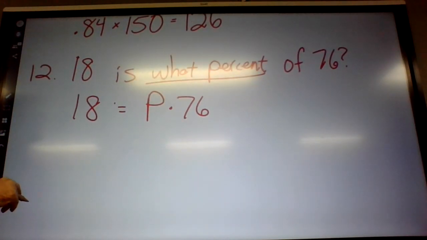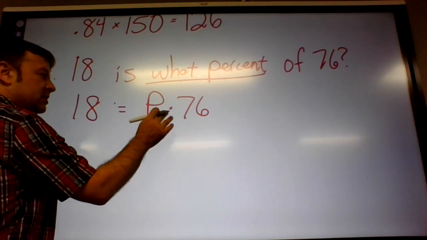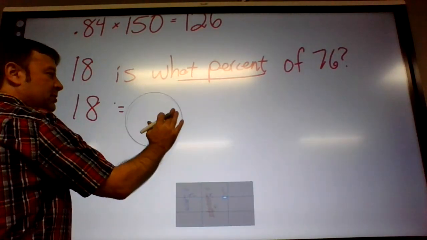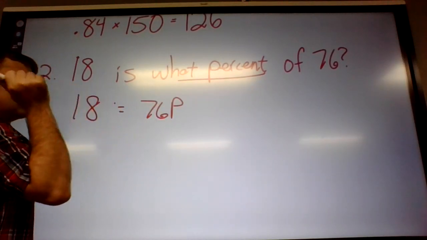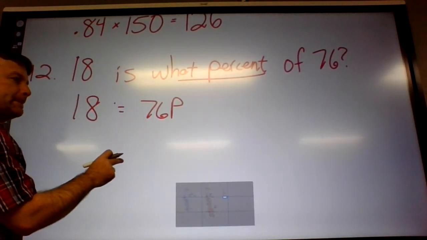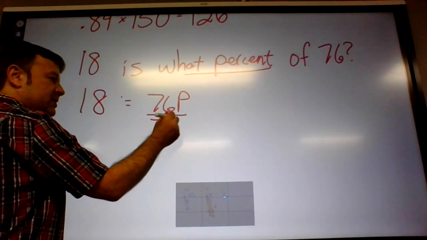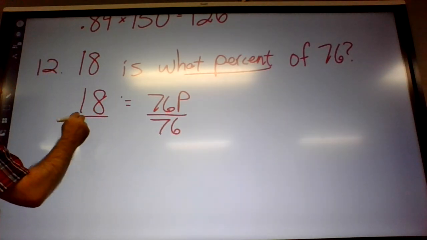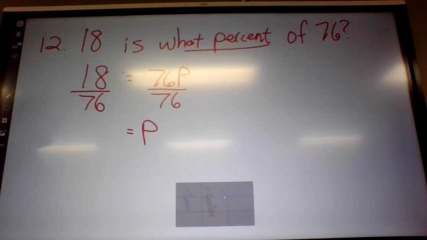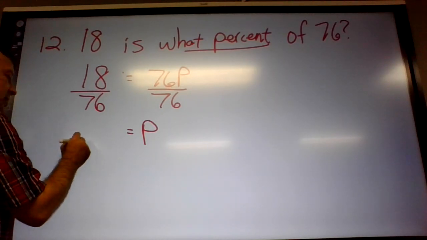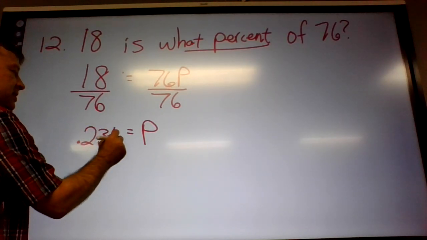So what would we do to solve for P? By the way, P times 76, usually we write that as 76P. Doesn't really matter though. Or what would we do to solve, Pearson? Divide by 76, not 18. Divide by 76. And what's that come out as? 0.236. Okay.